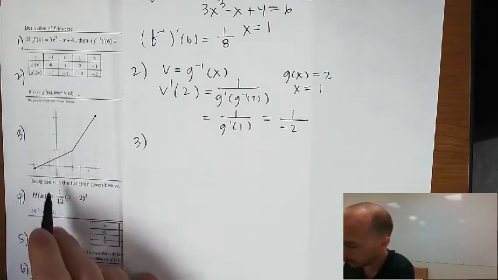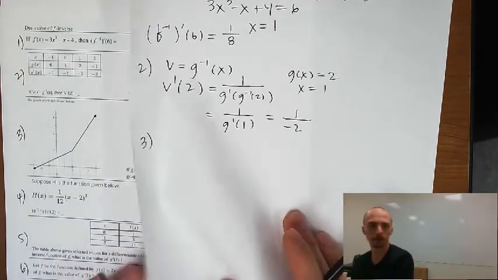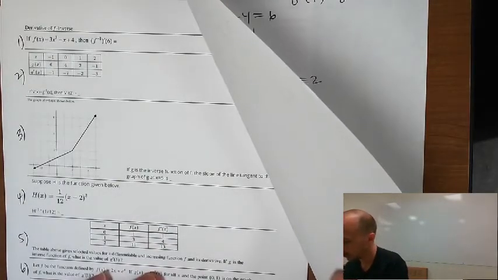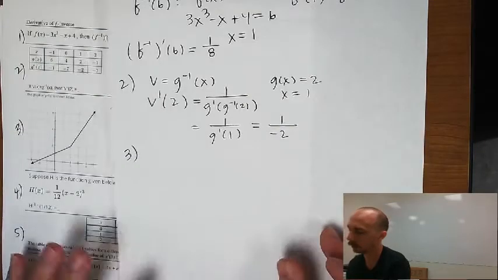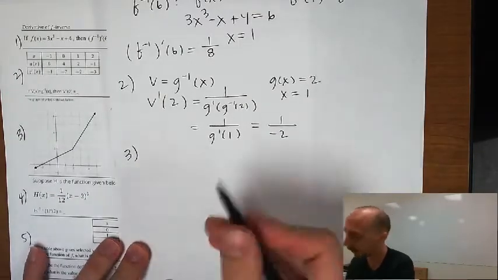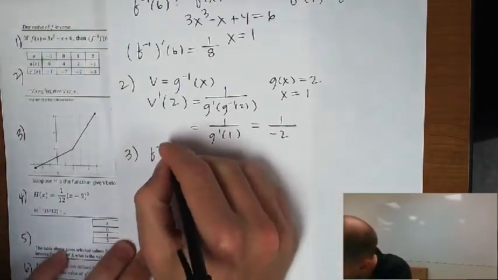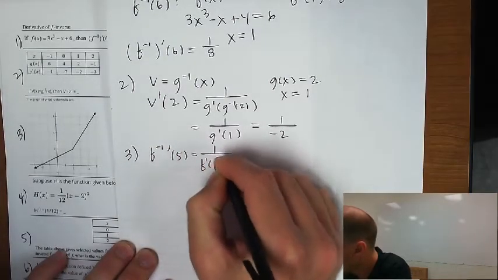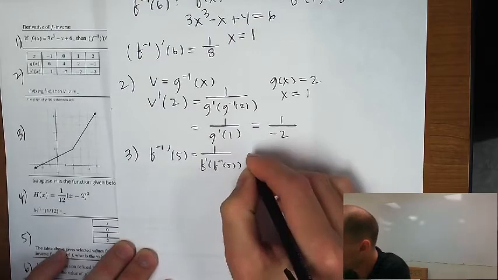Okay, the graph of y equals f of x is shown over here. I assume there's a question underneath here. Yeah. If g is the inverse function of f, the slope of the line tangent to the graph of g at x equals 5, well, that's f inverse prime of 5. That's going to be 1 over f prime of f inverse of 5.